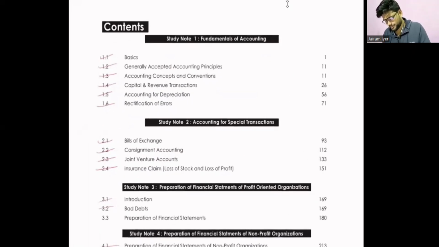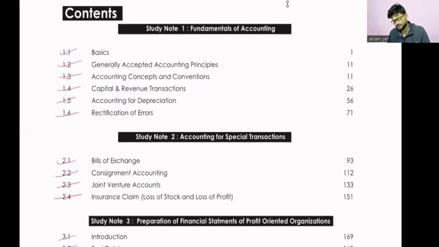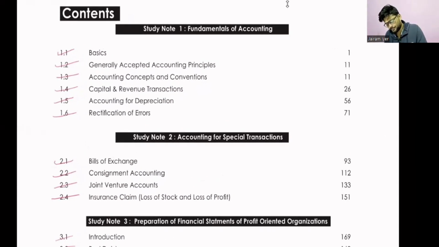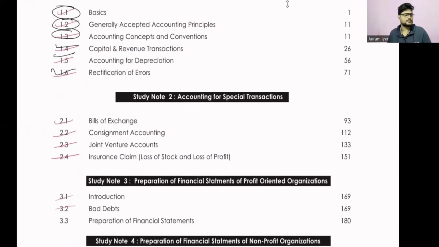we're done with the basic part. Okay, because basics will be covered every time we will study something. Generally accepted accounting principles, accounting concepts and conventions. We are doing this. Okay, we have completed the maximum of it. Then we have capital and revenue transaction. Then we'll go for depreciation. Then we'll go for rectifications. Okay, for accounting now we'll go as it is given in the book.